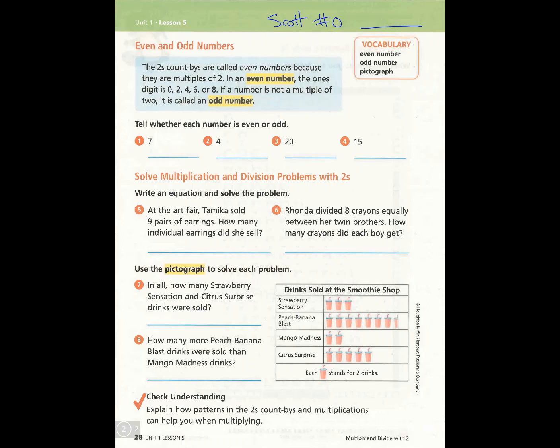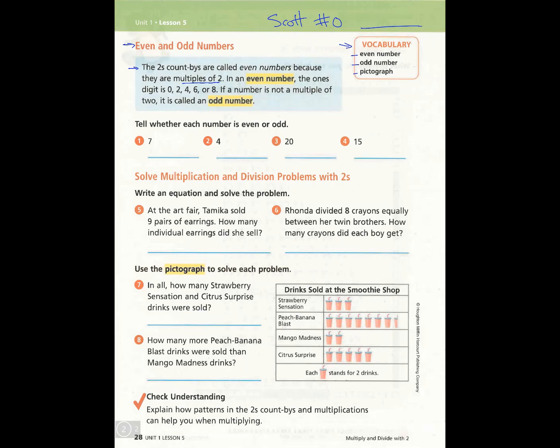All right, so in this lesson, we're going to be looking at even and odd numbers, and over here in our vocabulary box, we have even number, odd number, and this big word pictograph, and we'll get into what that is down at the bottom. Over here in this blue box it says the twos count bys, 2, 4, 6, 8, right? These are called even numbers because they are multiples of 2, right? They are one group of 2, 2 groups of 2, so if we're counting by 2, we call that the multiples of 2.